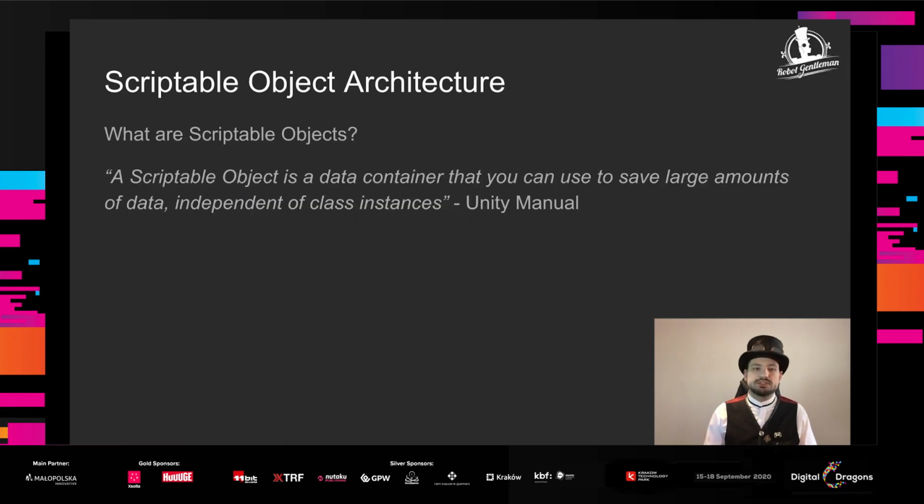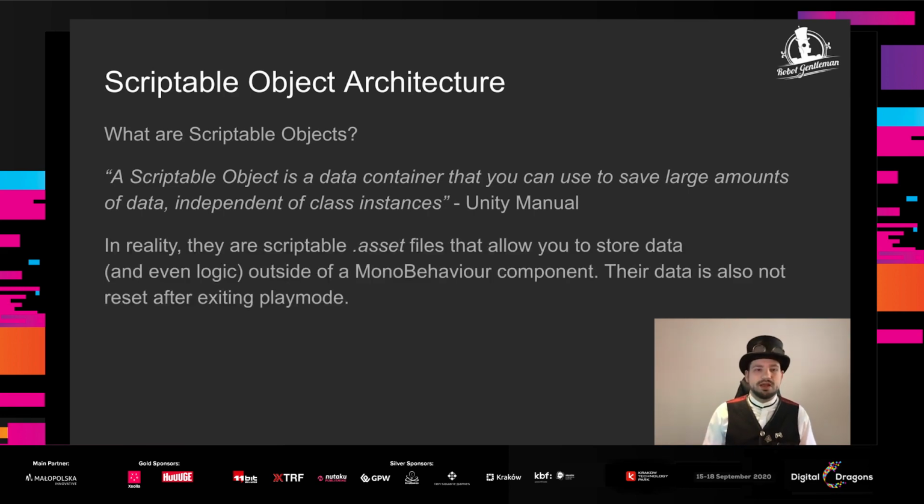In order to know what the scriptable object architecture is, one first must understand what the scriptable object is. The Unity manual says, a scriptable object is a data container that you can use to save large amounts of data independent of class instances. But it's much more than that. In reality, they are scriptable asset files that allow you to store data and even logic outside of a MonoBehaviour component. Their data is also not reset after exiting play mode.